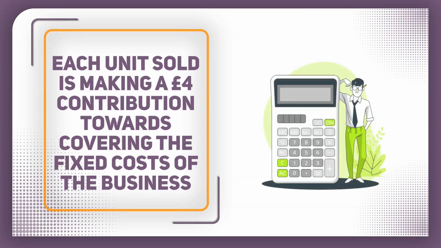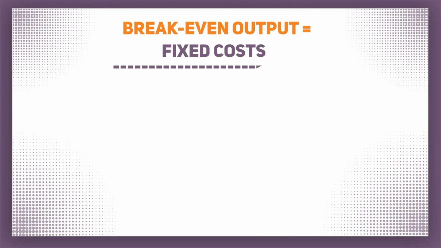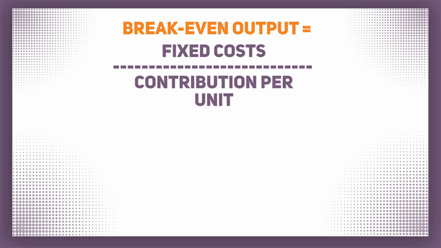Sometimes you might only be given the total sales revenue or the total variable costs in a certain question. If so, you will need to divide these numbers by the total number of units in that question to work out the sales revenue per unit and the variable cost per unit. So, now we've seen how we can work out the contribution per unit, and this is really important to keep in mind. The next stage is to work out the break-even point. The formula for this is break-even output equals the fixed costs divided by the contribution per unit.